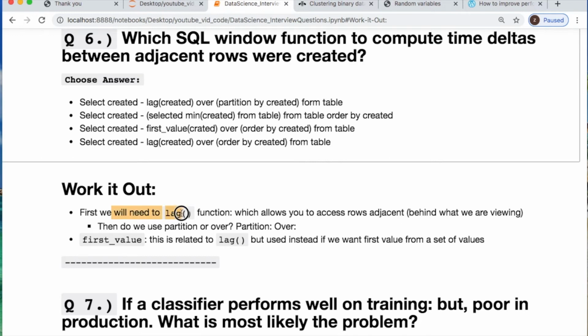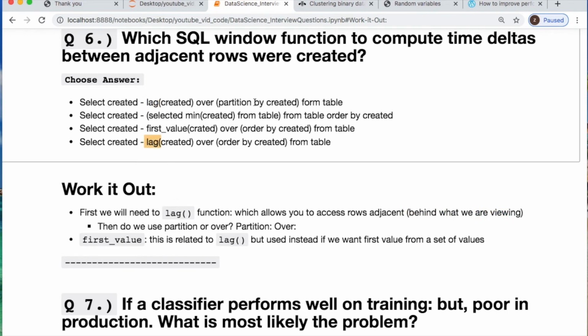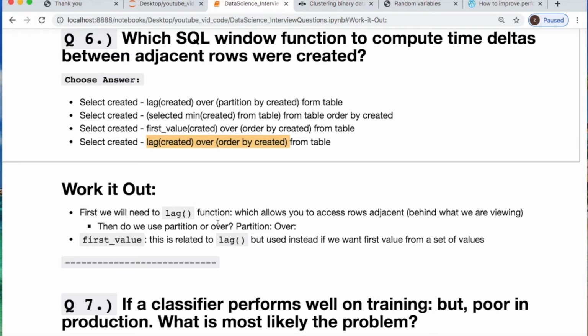So the first thing, if you're unfamiliar, the lag function allows you to work row-wise to access rows. So that looks extremely promising. But what is this first value? It's similar to the lag, but you're actually just pulling from a set of values one specific value that's, I guess, most recent, versus something you're plucking from behind what you're looking at. So it appears that we need to use something of a lag. But now we have a partition by, and we have an order by to make our decision. In this case, what we need to do is the order by and not the partition by, if I'm correct.